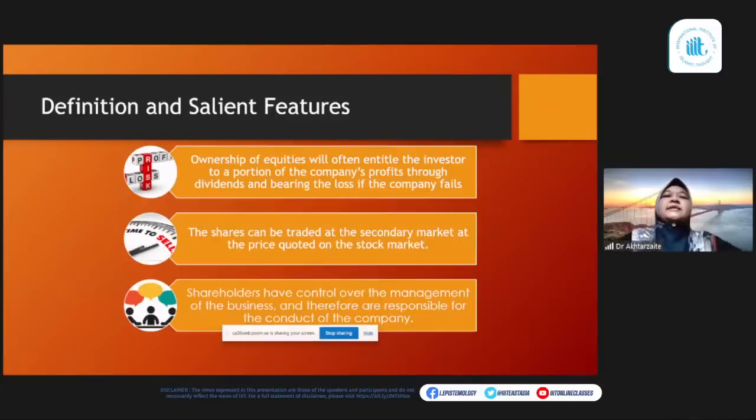So ownership of equities will often entitle the investor to a portion of the company's profit through dividends. Usually, at the end of the year, the company will declare a dividend. So the shareholders will get the profit, because they are the owner, through dividends paid to the shareholders, and they bear the loss as well if the company fails. So that is the role of the owner or the equity. It is always said that investment in equity is high risk and high return.